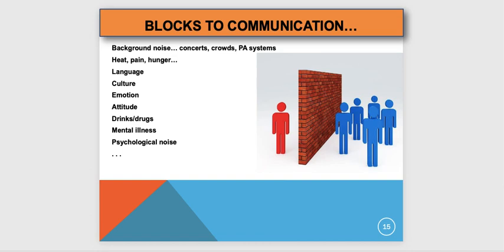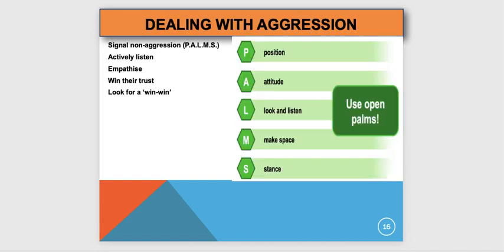Okay, so how do we now deal with aggression? So we understand what causes someone to get angry. We understand what aggression is. We understand the blocks to communication. So how do we deal with aggression? Well, first of all, we signal non-aggression by palms. This is just the theory side of it. We will go through this on the practical training we're going to be doing.